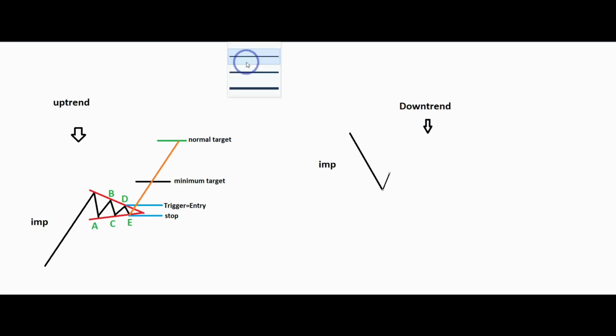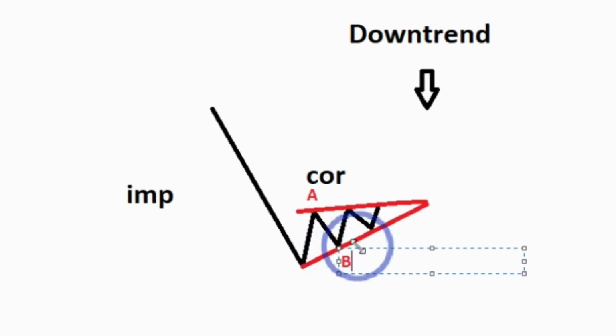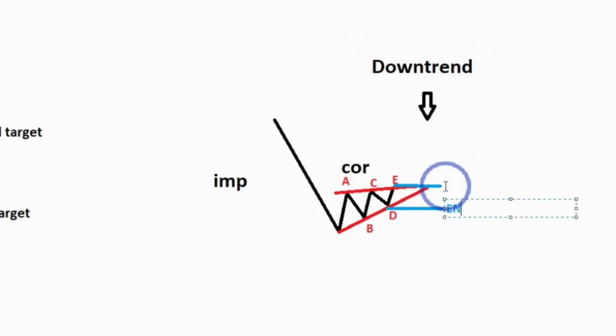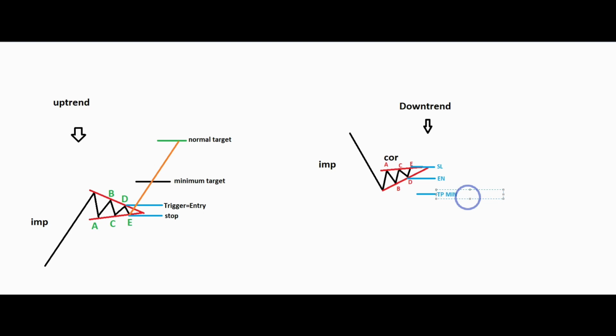In a downtrend, after completing at least 5 touches, a break of the support at point D will lead to the formation of a triangle pattern as shown in the diagram.